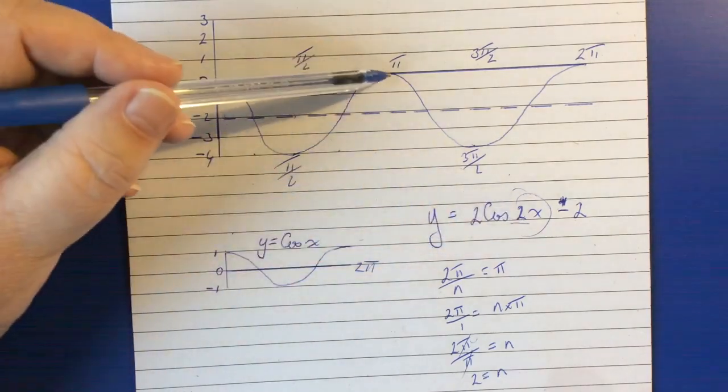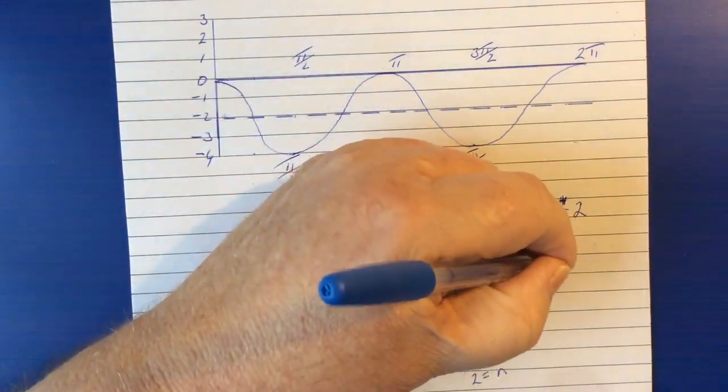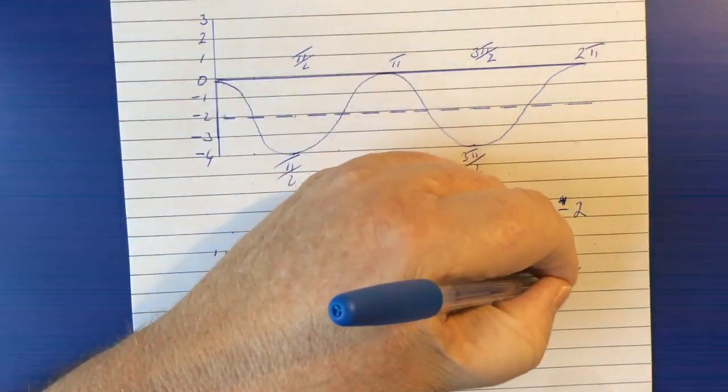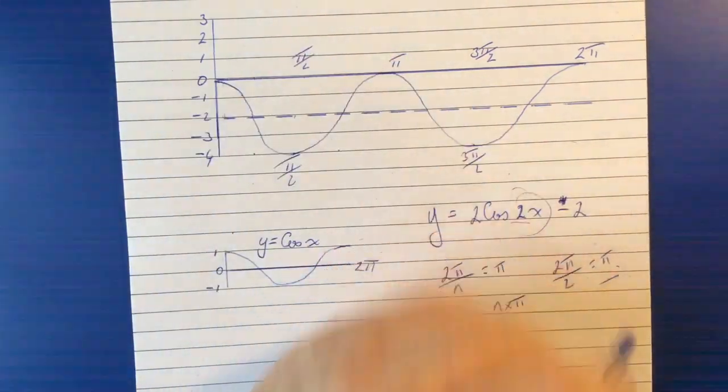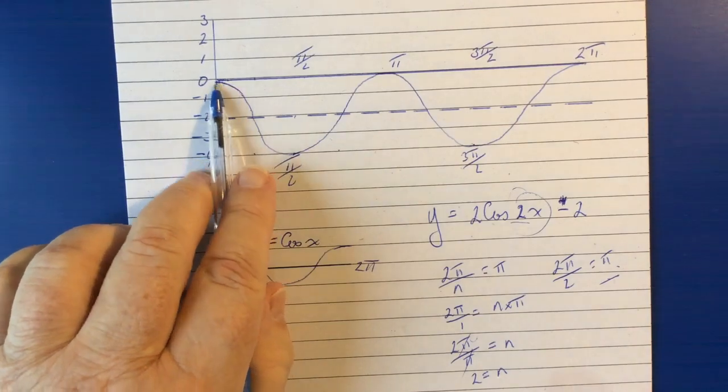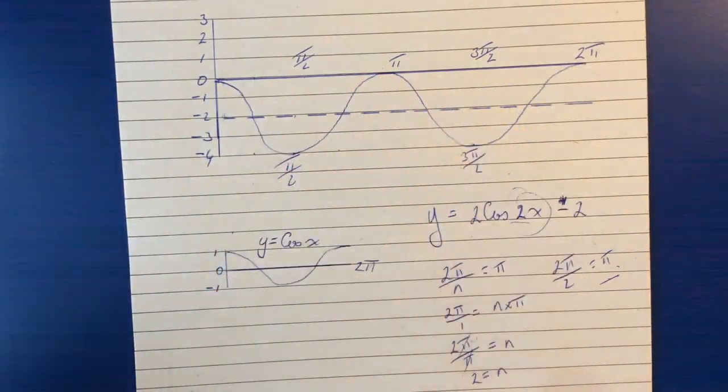brings the period down to pi, and I'll just show you that. Why not? It's not going to hurt. 2 pi on 2 equals pi. That's our period, and the period of this thing runs from here to here and here to here, 1 pi.